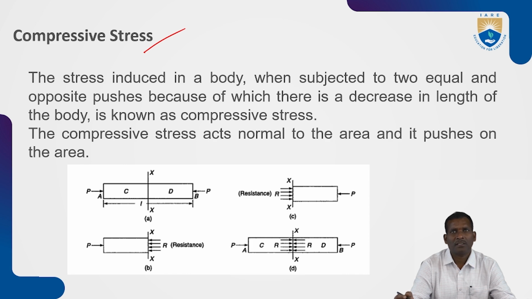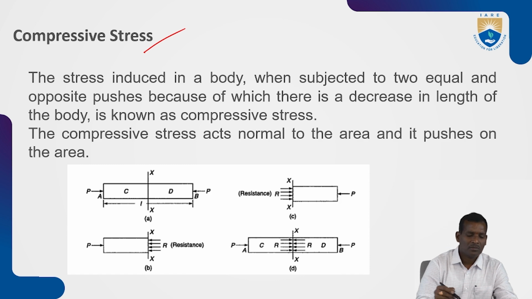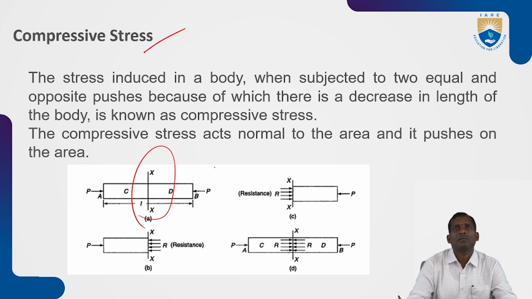The compressive stress acts normal to the area and it pushes on the area. The cross section is shown in this diagram, and the resistance force is the same as in tensile stress, but the only difference is that the type of load is compressive load. So in this, the length will decrease and the diameter will increase.